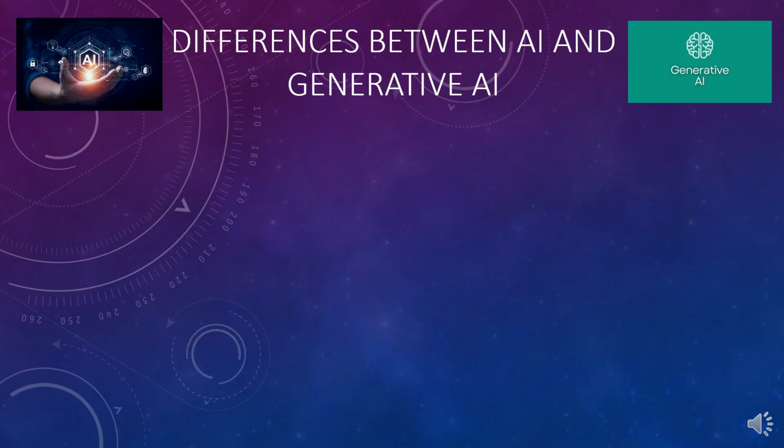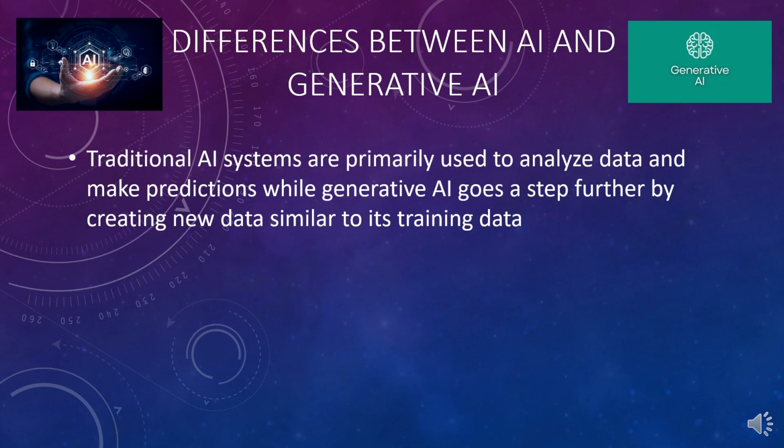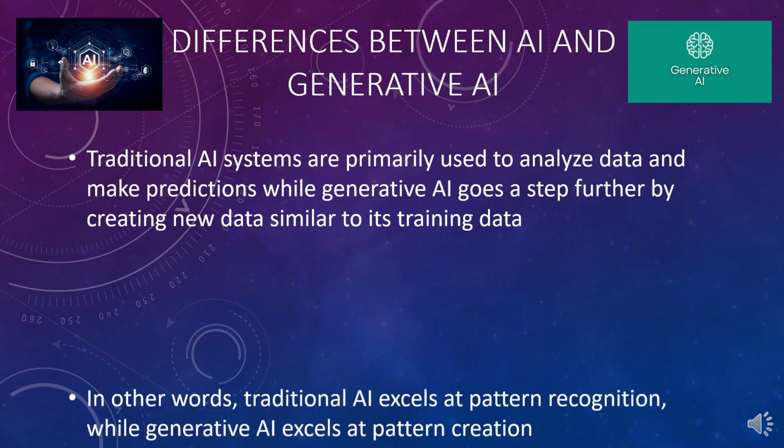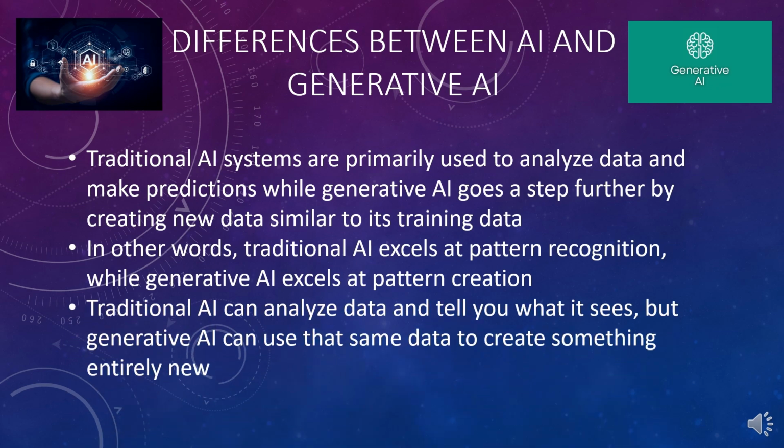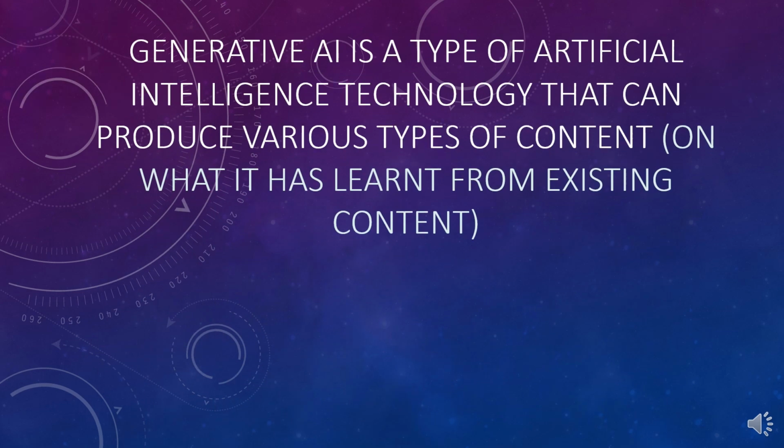The main difference between traditional AI and generative AI lies in their capabilities and application. Traditional AI systems are primarily used to analyze data and make predictions, while generative AI goes a step further by creating new data similar to its training data. In other words, traditional AI excels at pattern recognition, while generative AI excels at pattern creation. Traditional AI can analyze data and tell you what it sees, but generative AI can use that same data to create something entirely new.